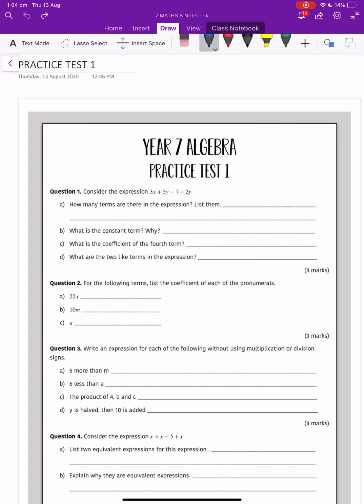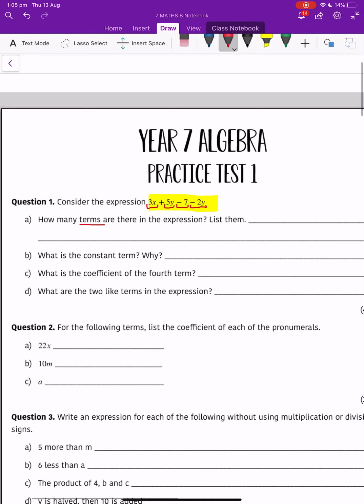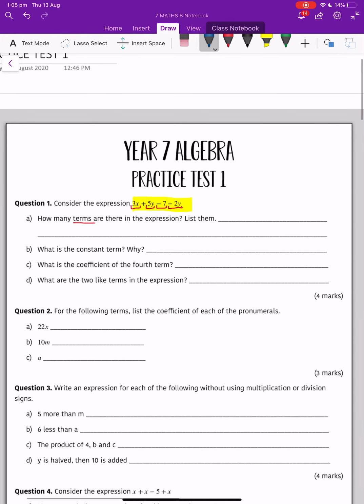So the first question says, consider the expression 3x plus 5y, take 7, take 2y. How many terms are there in this expression? List them. So remember, terms in an algebraic expression are simply separated by the symbols, which are plus and minus, okay? Although when it's got a minus, we actually take it as a negative. So this is negative 7, this is negative 2y. So how many terms are there? There are 4 terms.